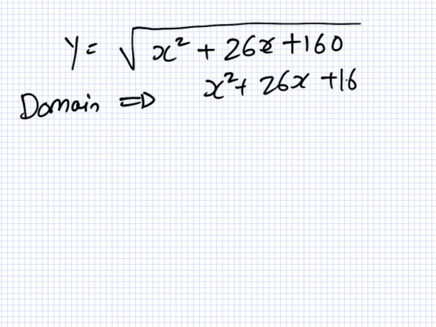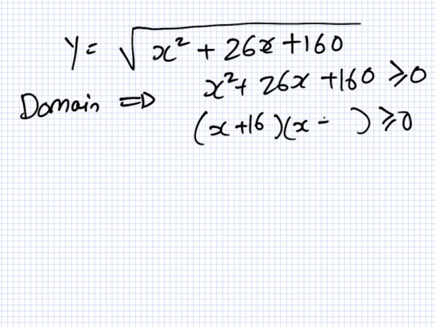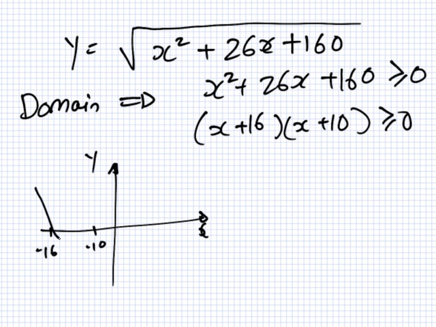And 0. Or 0. Let me think. This is the only way I'll learn. 16 and 10. Yeah. No. Minus 10, minus 16. Yeah. So x smaller than or equal to minus 16, bigger than or equal to minus 10.